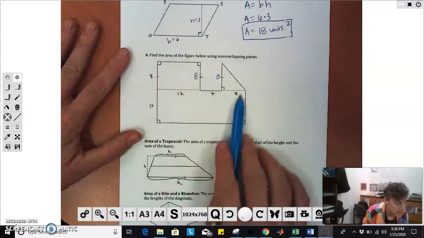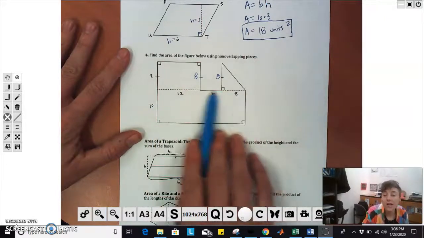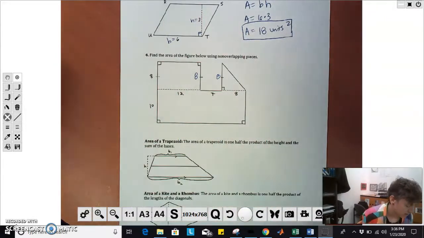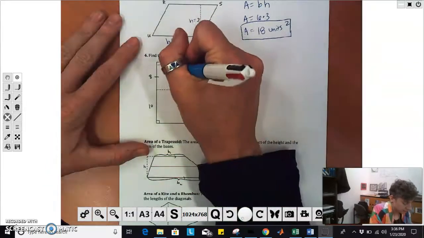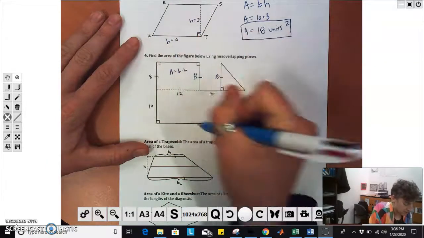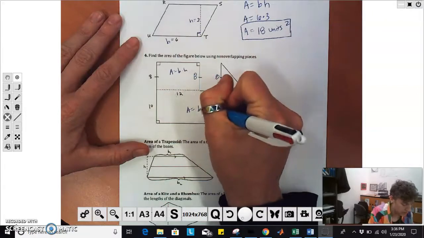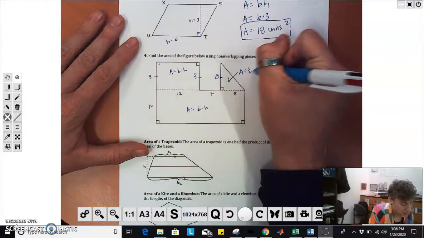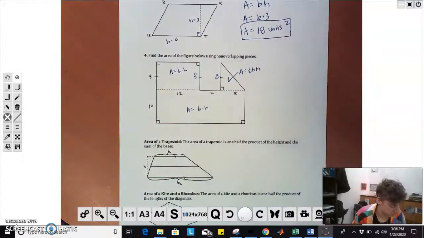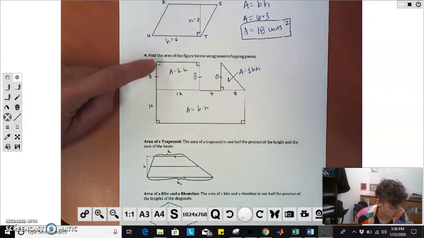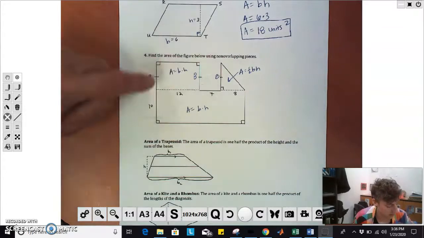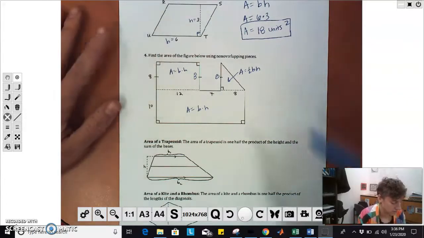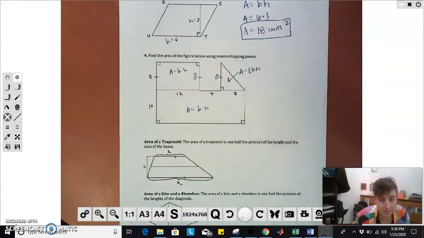So we need to find the area of this rectangle, the area of this triangle, the area of this big rectangle. Area of this guy, base times height. Area of this guy, base times height. Area of this guy, 1/2 base times height. We got a base that's 12, got a height that's 8. Base and height are the same. I wonder what kind of triangle that is. Oh, it's an isosceles triangle.